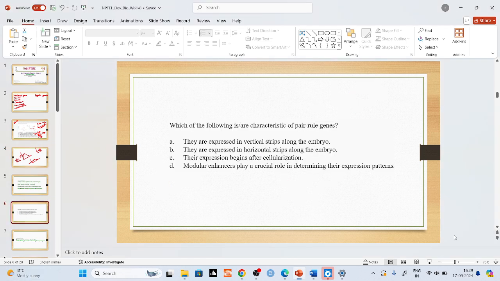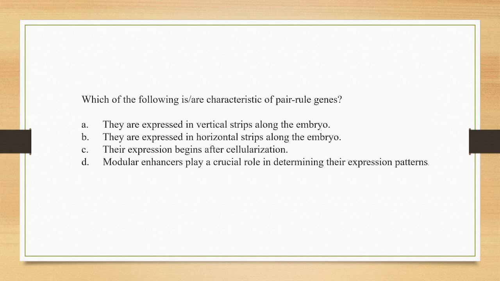Yeah, easy one. The question says, which of the following are the characteristics of pair rule genes? They are expressed in vertical stripes along the embryo. They are expressed in horizontal stripes along the embryo. Their expression begins after cellularization. And the last one is modular enhancers play a crucial role in determining their expression patterns. So, what are the characteristics? Two minutes to solve this question.